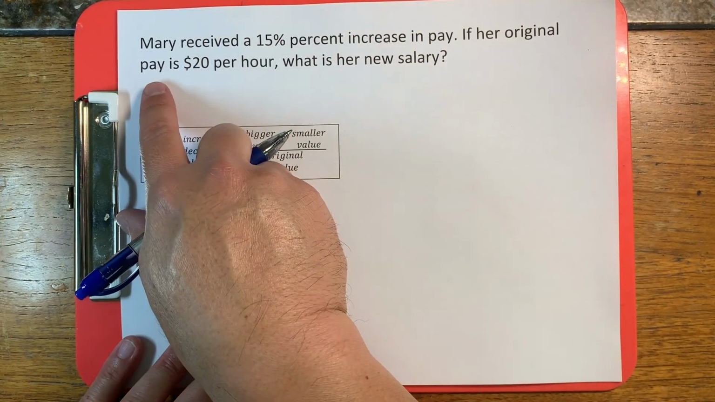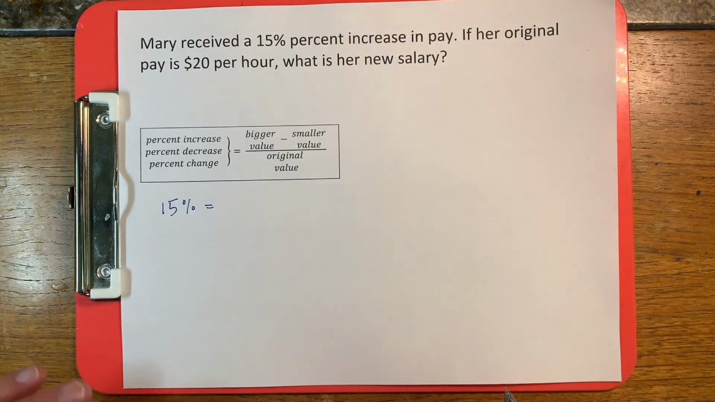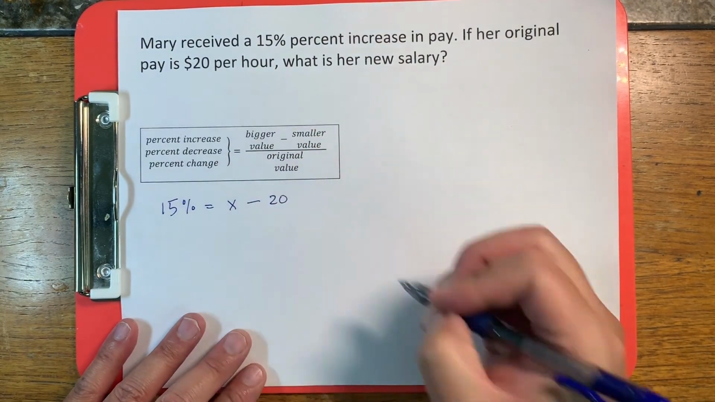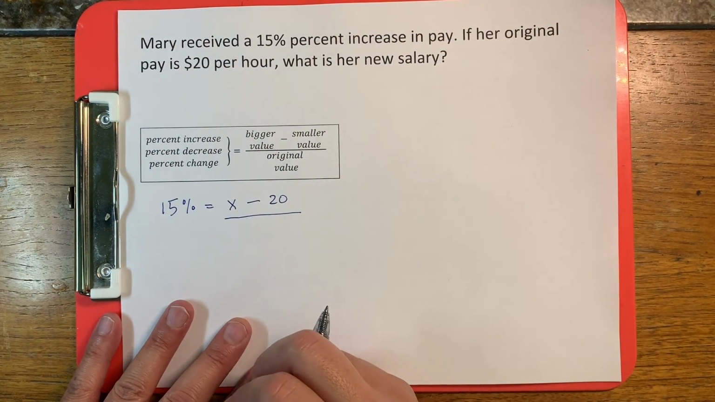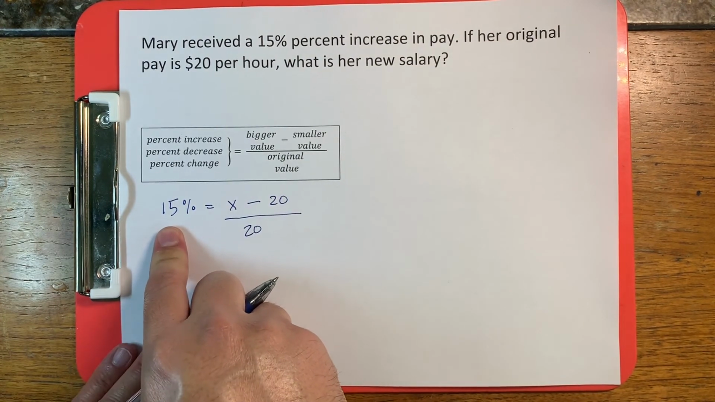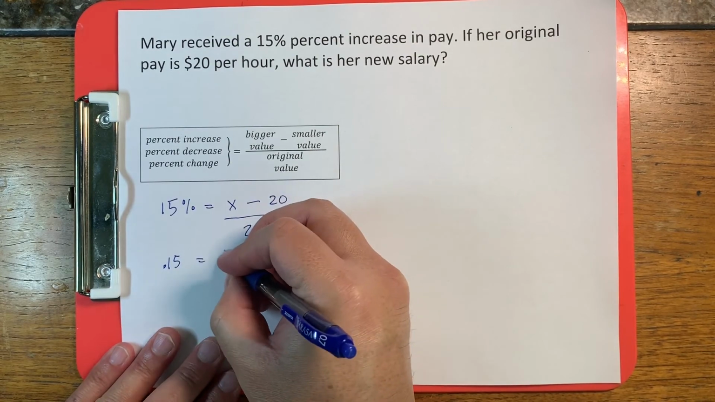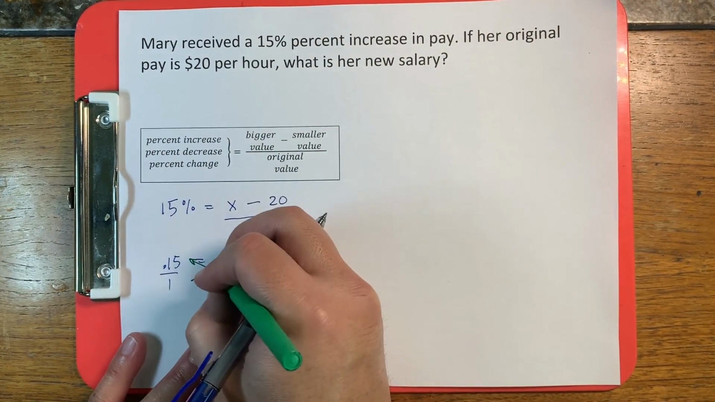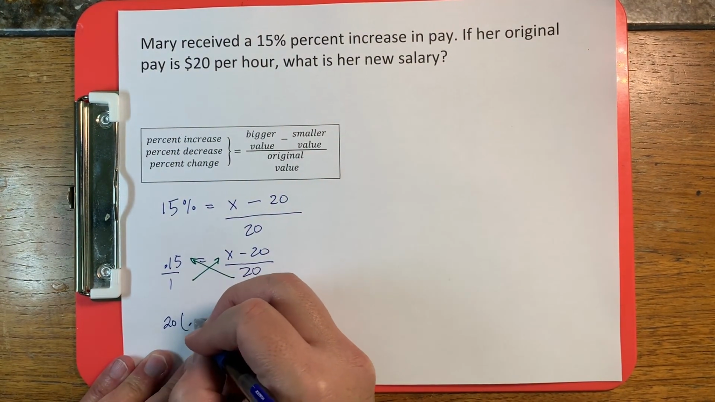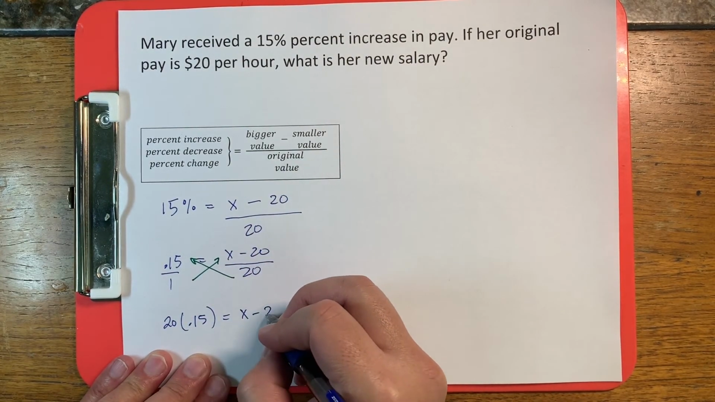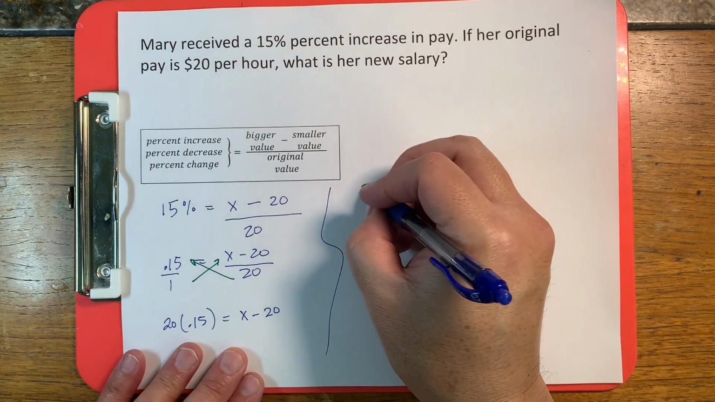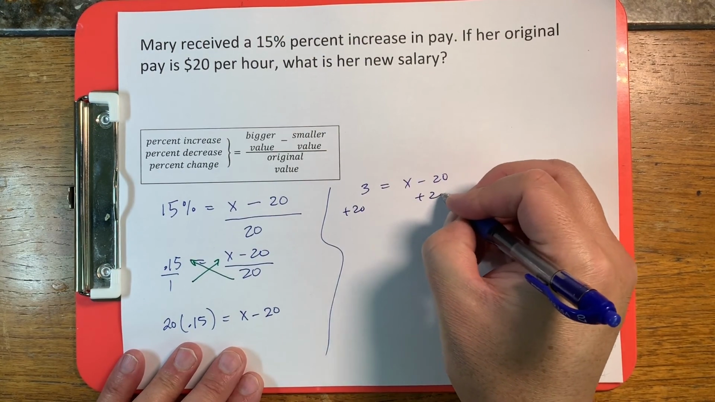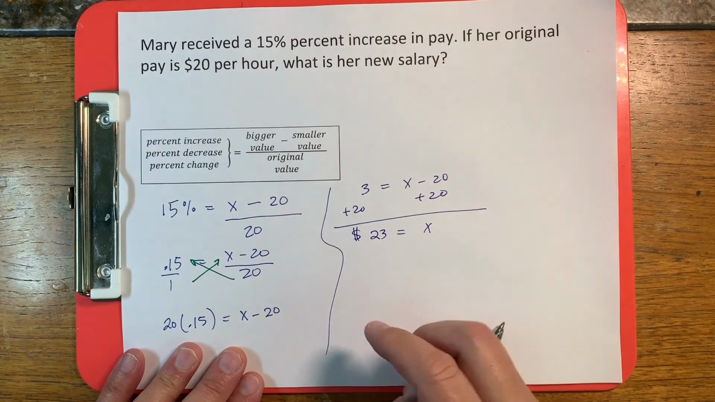Now, if her original pay is $20 per hour, what's her new salary? Now, we know that she was given a raise, so her new value is going to be bigger than her previous value. That's why we're going to go x minus 20. And then we're going to divide that by how much she got paid originally, which is $20. Now we're going to convert this into a decimal. And then we'll put a 1 underneath here, and then we'll do cross multiplication again. We'll go this times this is equal to this times that. So we have 20 times 0.15 is equal to 1 times x minus 20, which is x minus 20. Now, when we do this multiplication, we'll get 3. And then we're going to add 20 to both sides. So her new salary is $23.